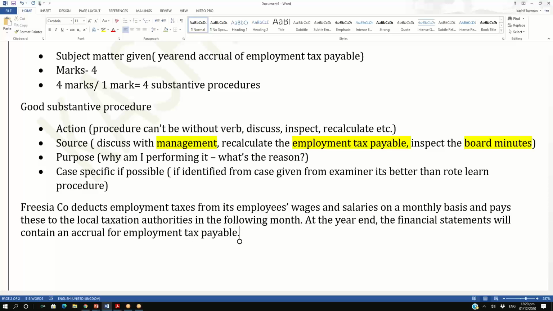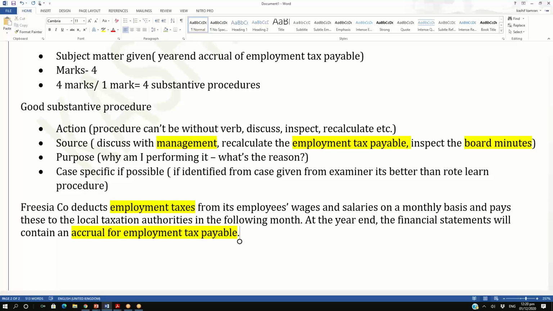So I can check the subsequent payment of the accrual the next month. At the year end, there is an accrual in the financial statements, and a month later it will be paid off. So I can check the subsequent payment to the tax authorities. Now, a couple of things I need to check, right? First of all, I need to check that the accrual for the employment tax payable has been included in the financial statements. I need to check that the management deducts employment taxes and that the rate of the employment taxes is as per the legislation. The management is not under-recording the tax, or the tax rate is not wrong. I need to assure the accuracy of the tax rate, and so on.